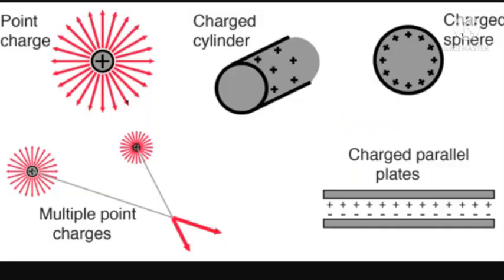Children, let us study some important points related with electric flux. The electric flux through a closed surface depends only on the charges enclosed by the closed surface, but it is independent of the location of the charges inside the surface. I hope children you have understood the concept of electric flux.